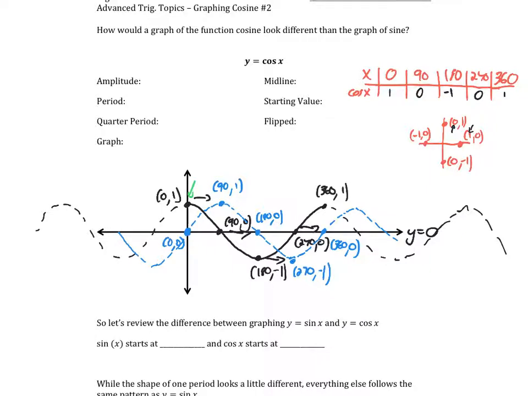So let's review the difference between graphing y equals sine of x and y equals cosine of x. Sine of x, your regular sine function, starts at 0, 0, though it could be different if we shifted it, where cosine of x starts at 0, 1. That's the big difference, the starting point. But cosine still has that same pattern. We go from a max to a midline to a min to a midline to a max. So it still follows that max, midline, min, midline, max pattern that we saw with sine. We're just starting at a different point in the process.